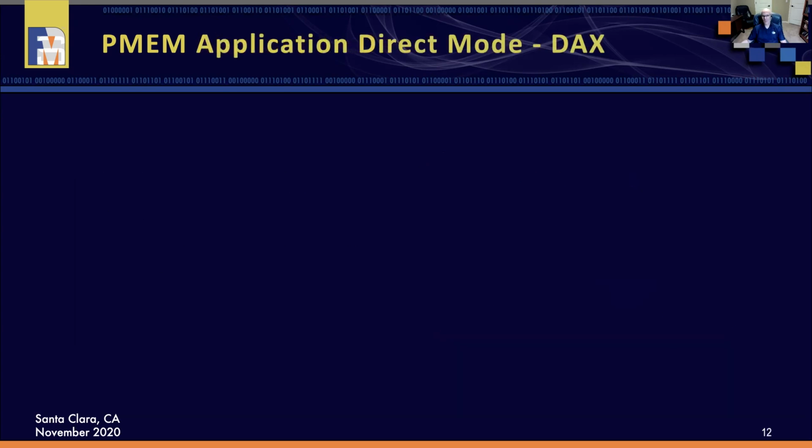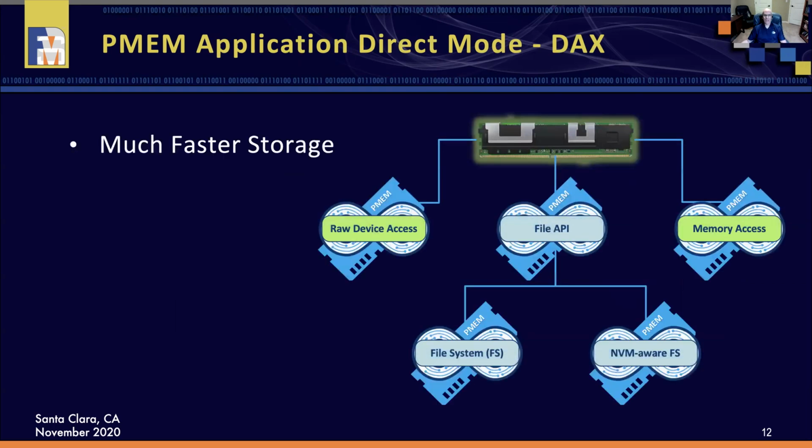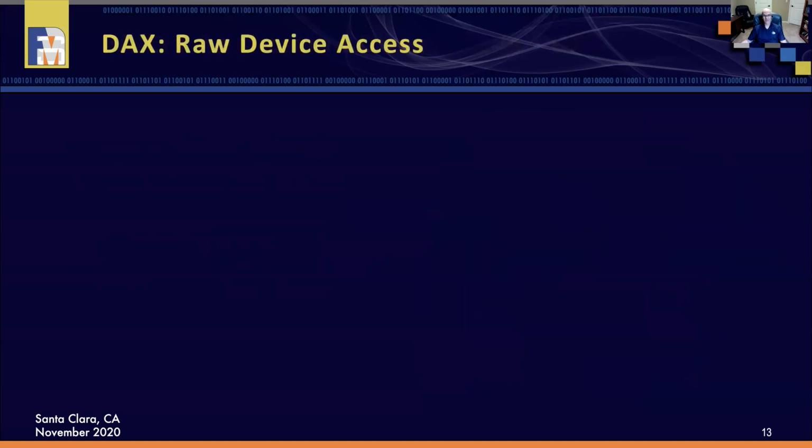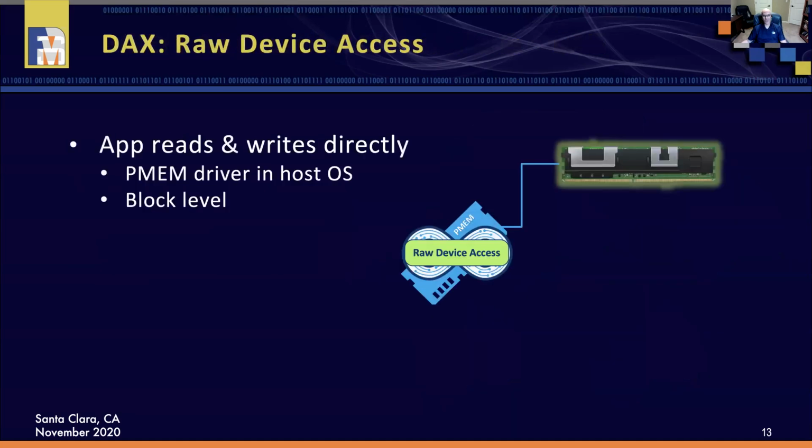The other access method is application direct mode, or DAX, which is direct access. And it's much faster than storage, although slower than memory. In this case, there are 3 methodologies. You can have raw device access, file API, or memory access. And under the file API, you have 2 subsets, the file system API and the NVM aware file system API. They're different. Let's look at each one for a moment.